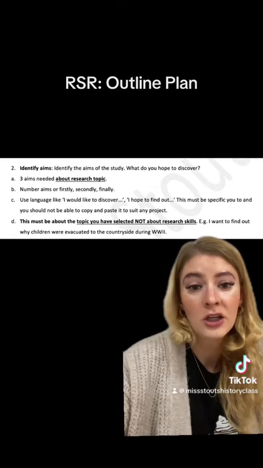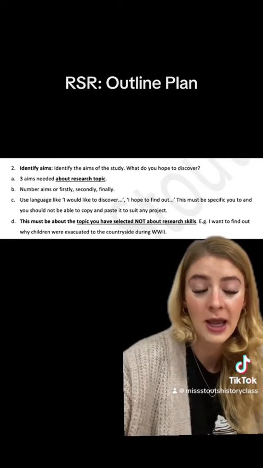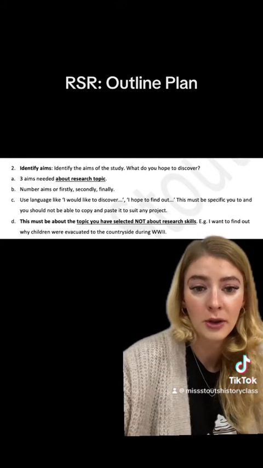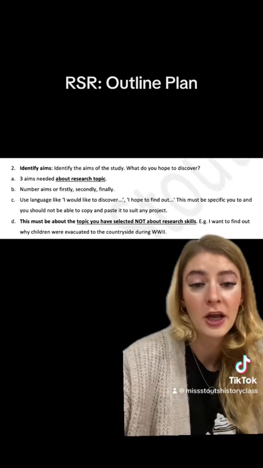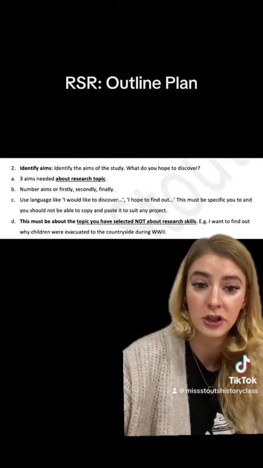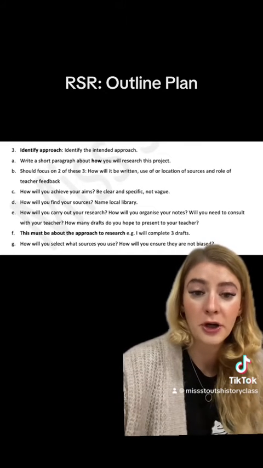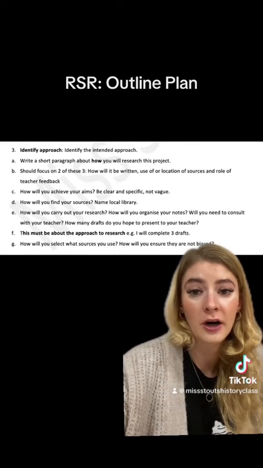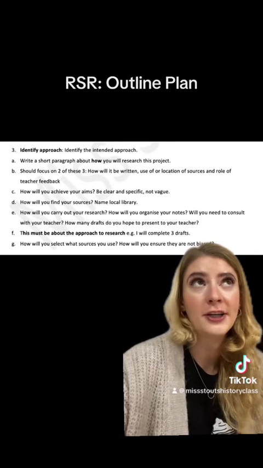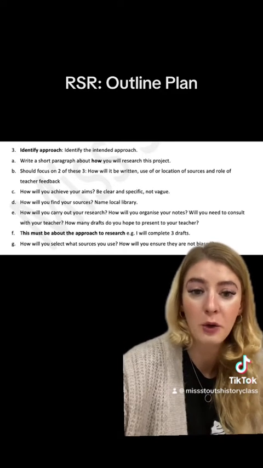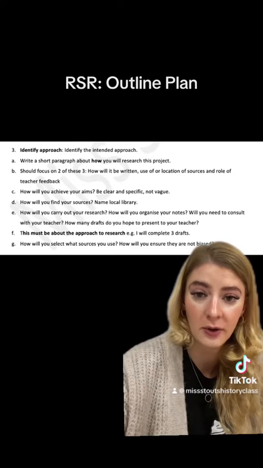All right, so your next section, identify your aims, 3 aims, number them. They must be specific about your project topic, not generic aims about kind of research. So the next part of your outline plan is your approach. So you need to identify your approach. You write a short paragraph about how you will research this project, okay?